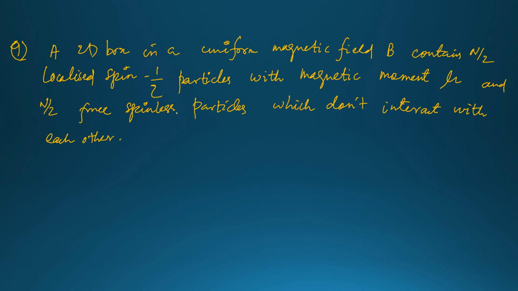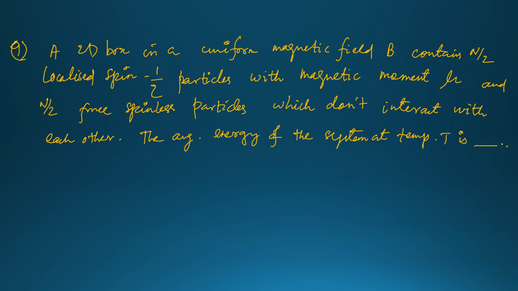Okay. The average energy of the system at temperature T. A 2D box in a uniform magnetic field B contains n by 2 localized spin-half particles with magnetic moment mu and n by 2 free spin-half particles which don't interact with each other. The average energy of the system at temperature T is how much?